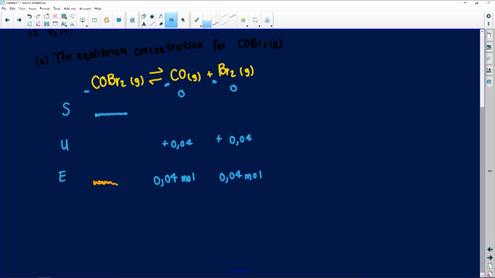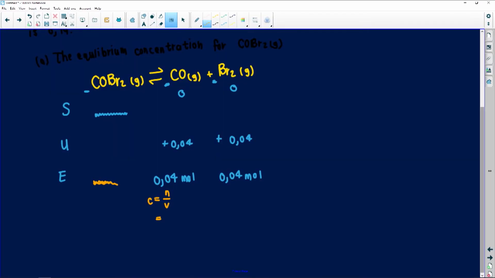Now remember, when you're calculating your concentration, we first say C is equal to n over V. I know it gets boring, but always write the formula. Unfortunately, when you are actually answering such questions, you do get marks for writing the formula. So my moles at equilibrium is 0.04.